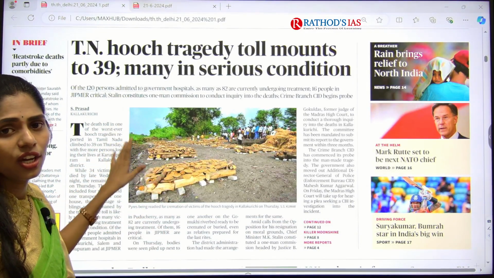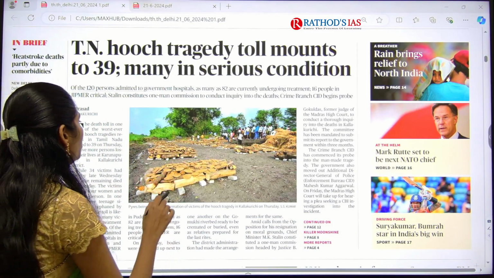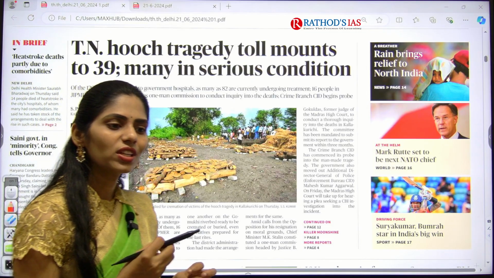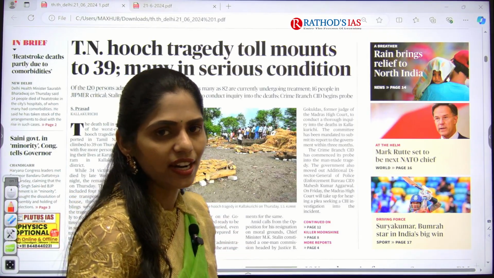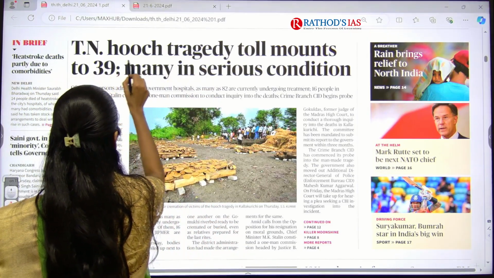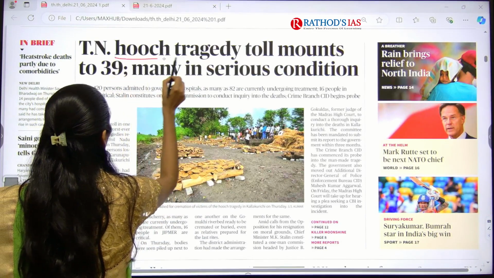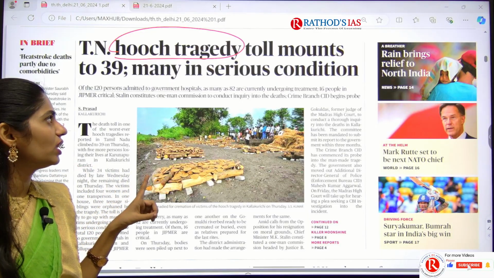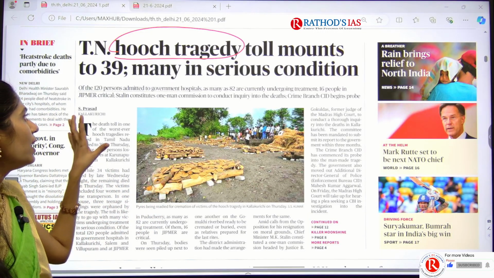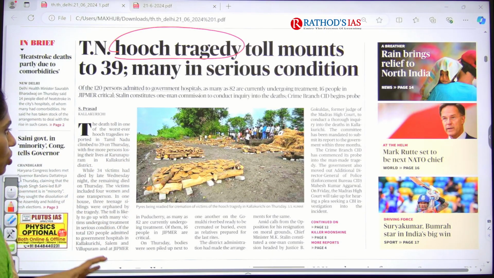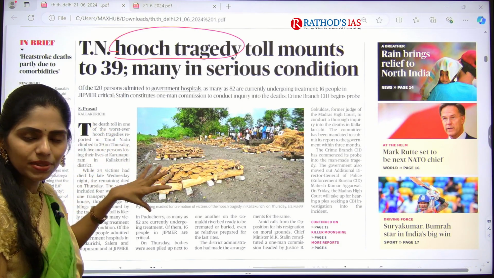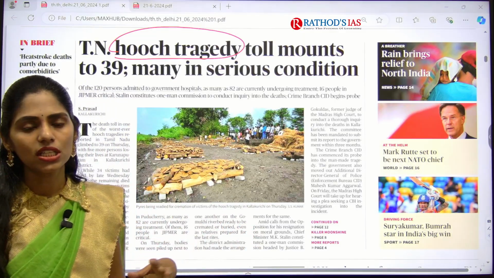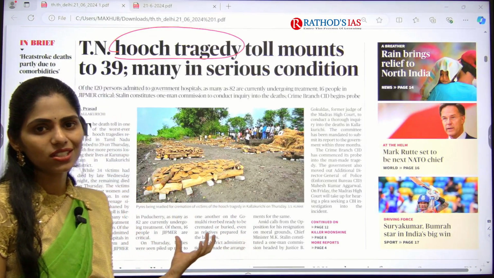This is the front page of the Delhi edition. Actually, there is one tragedy which happened in the state of Tamil Nadu, and because of this, many articles are focusing on it. It is called the Hooch tragedy. The title says: Tamil Nadu Hooch tragedy toll mounts to 39, many in serious condition. Because of this tragedy, already 39 people have died, and many others are in serious condition. We have to see how many are going to survive in this incident.